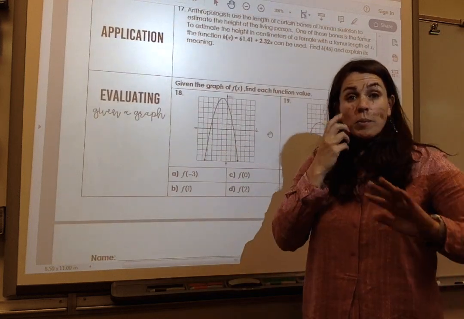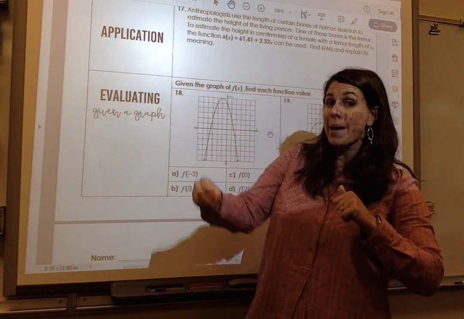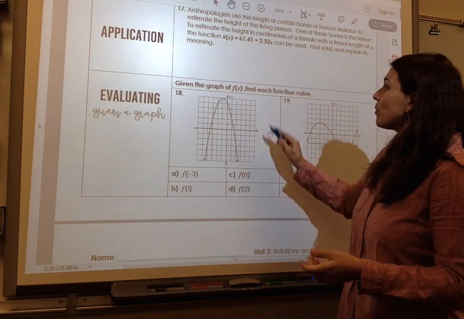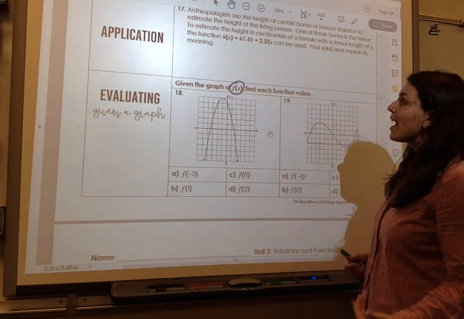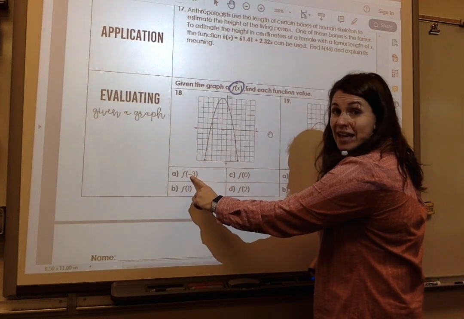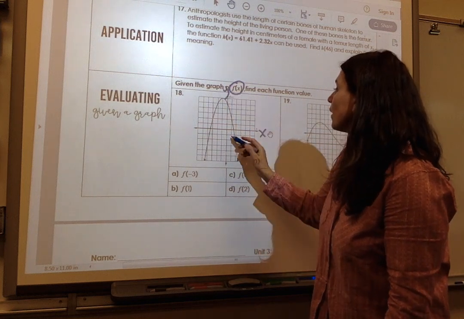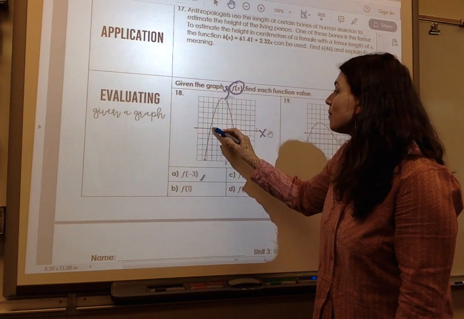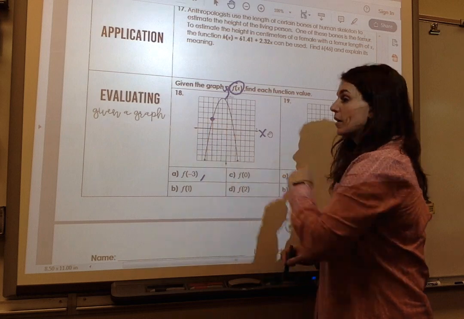Remember, we have to be able to read functions given a table, given a graph, given a mapping, given ordered pairs. So if it's asking me, remember, this stands for output. That stands for my y value. Now it's asking me, look at what x is. When x is negative 3, here's my x value, here's my y value. When x is negative 3, 1, 2, 3, what is my value of y? Right there. It's positive 2.